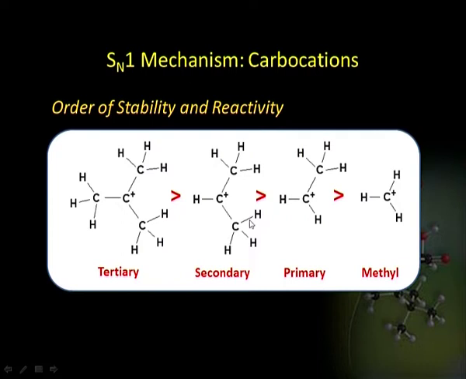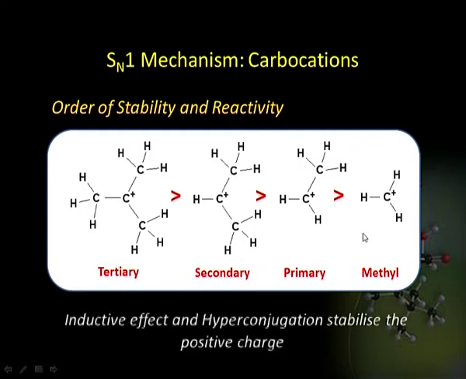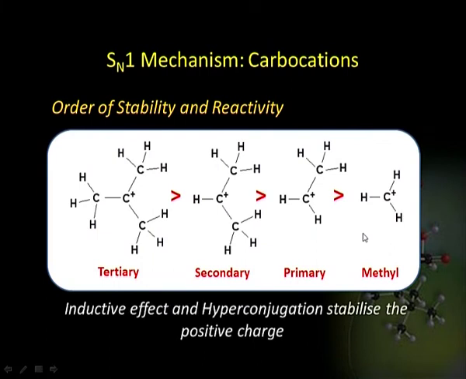As far as the order of stability and reactivity goes, the tertiary carbocations are more stable as compared to the secondary ones, which are more stable than primary, and finally, the methyl carbocations are the least stable. In fact, the reactivities of carbocations match their stability also. So, the tertiary carbocations are the most reactive and follow the SN1 mechanism, then the secondary, the primary, and finally, the methyl carbocations do not show any SN1 mechanism.